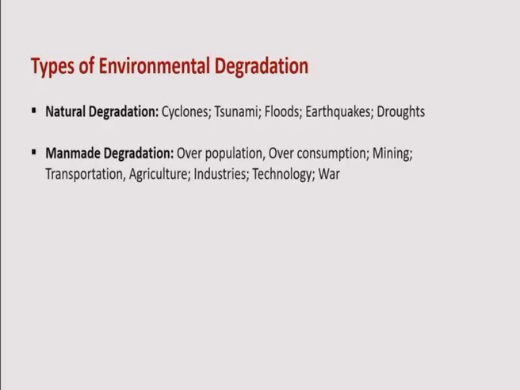One is overpopulation: once the population is increasing day by day, it is degrading the environment. The second one is mining. Because of the needs of the people, we are doing a lot of mining, and due to this we are collapsing our environment. And one more important thing is agriculture. We are using a lot of pesticides and fertilizers, so we are also degrading the environment. We will discuss these things in detail now.